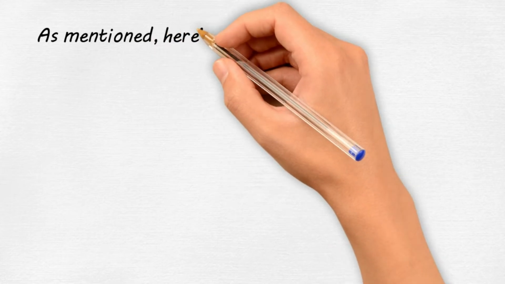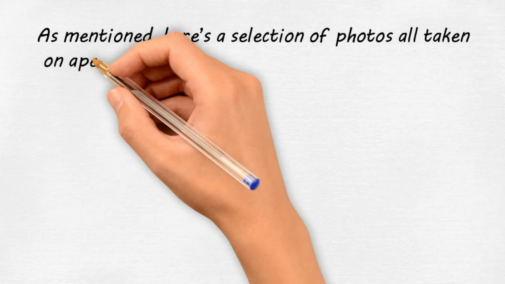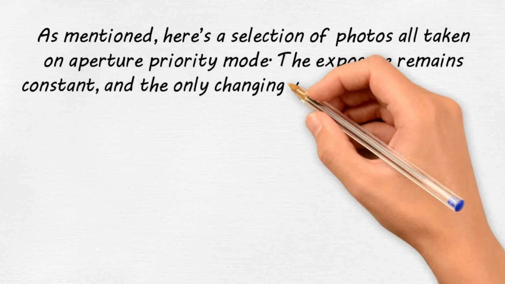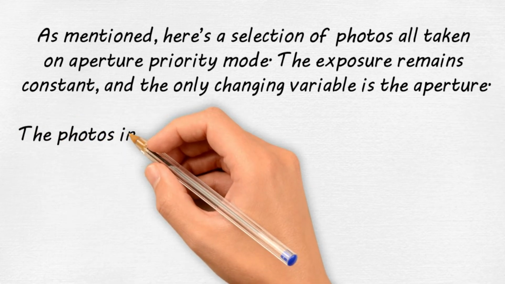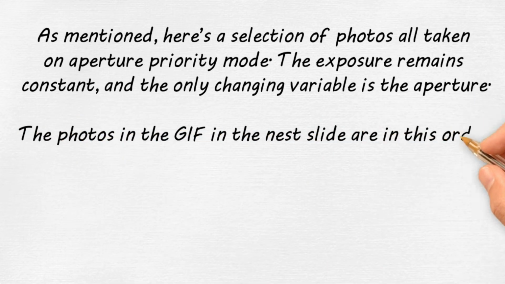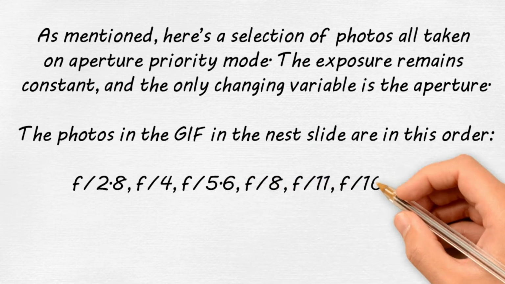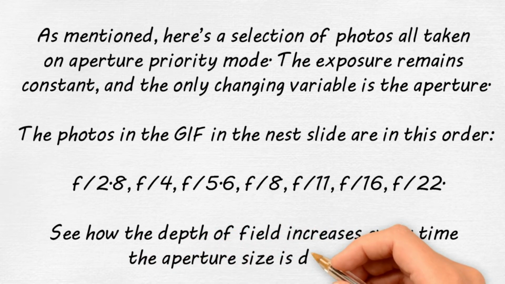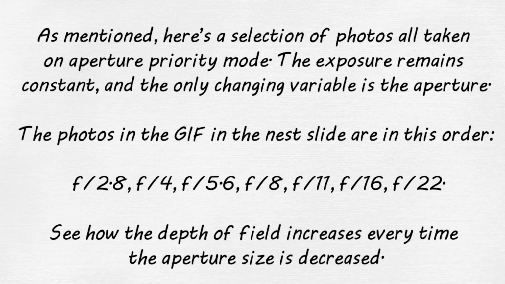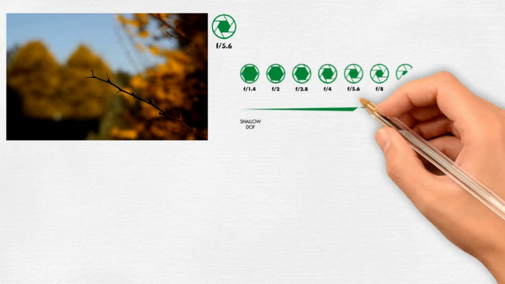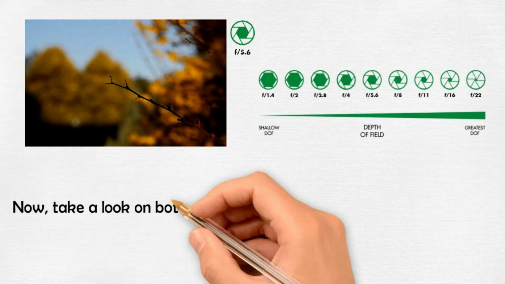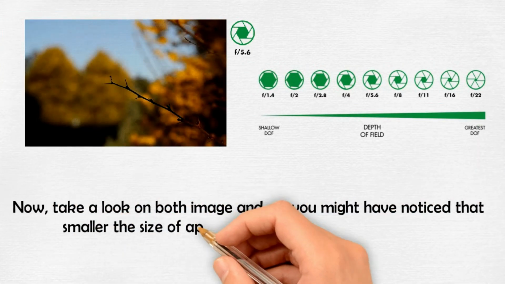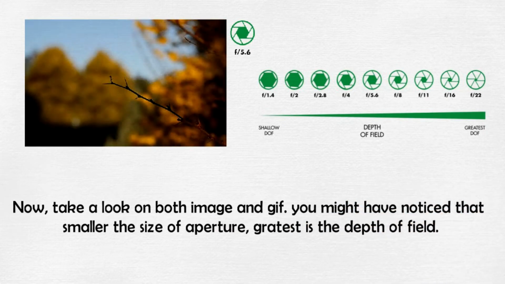As mentioned, here's a selection of photos all taken on aperture priority mode. The exposure remains constant, and the only changing variable is the aperture. The photos in the GIF below are in this order: f/2.8, f/4, f/5.6, f/8, f/11, f/16, f/22. See how the depth of field increases every time the aperture size is decreased. Now, take a look at both image and GIF. You might have noticed that the smaller the size of aperture, the greater is the depth of field.